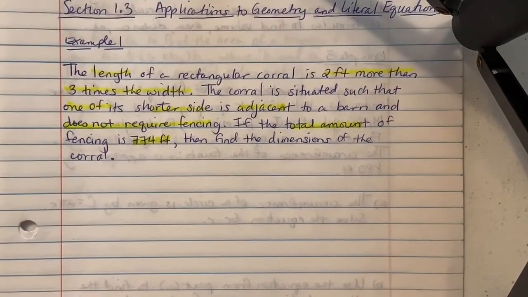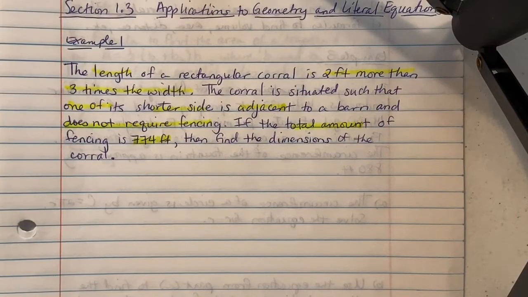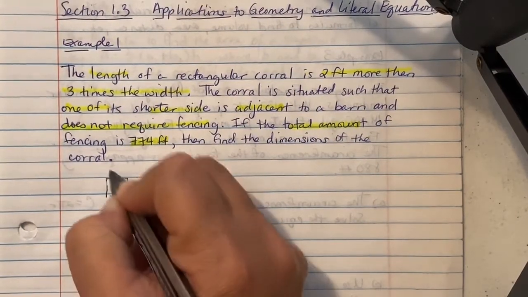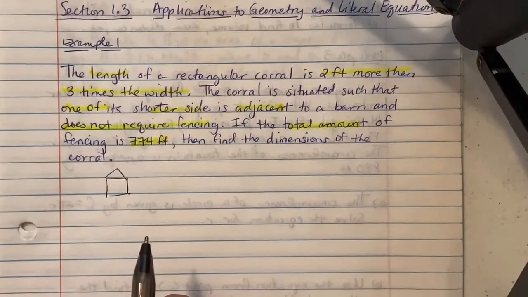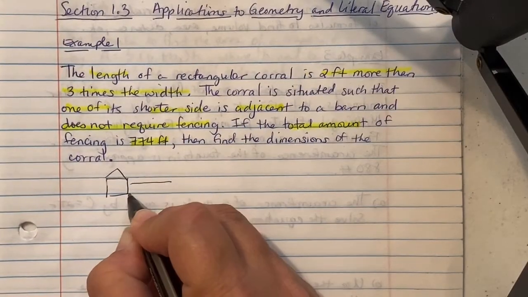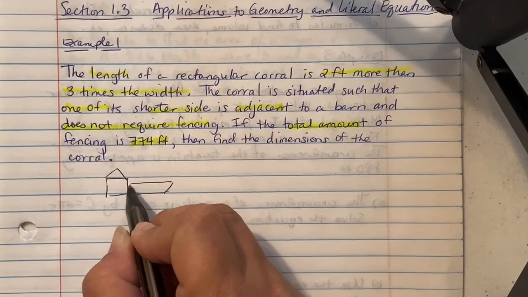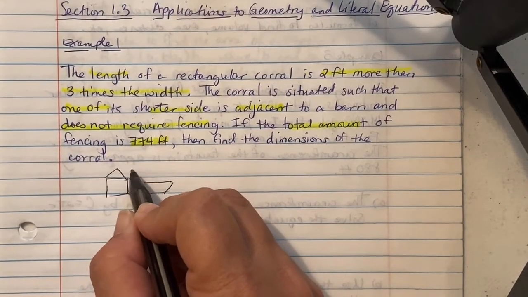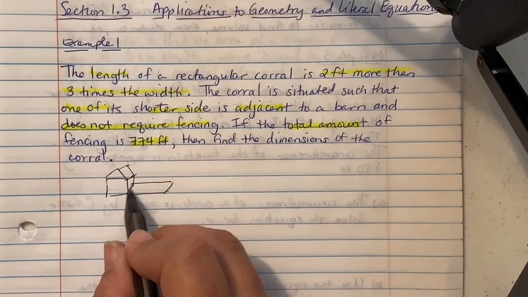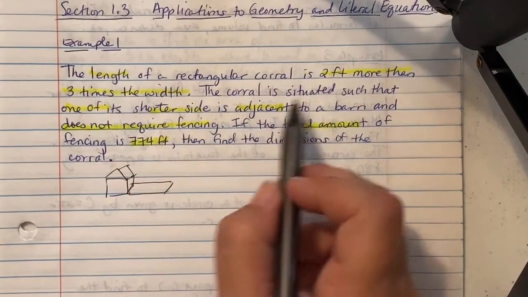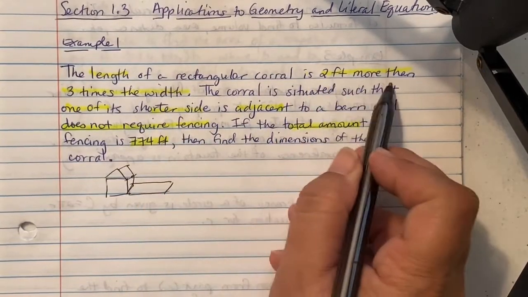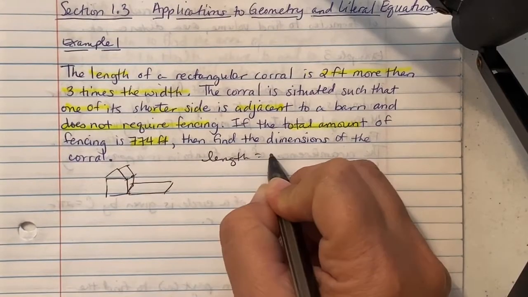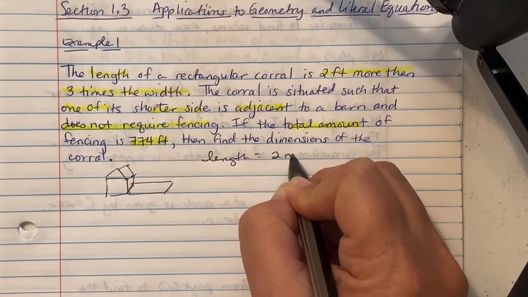So in order to start a problem like this, first thing we want to do, we want to sketch a picture. So imagine this being the barn. It's a rough sketch. You have a fence that goes out. And it said that one of the short sides is next to the barn, so it does not require fencing. So this is a side that does not need fencing. And it says that the length is 2 more than 3 times the width.